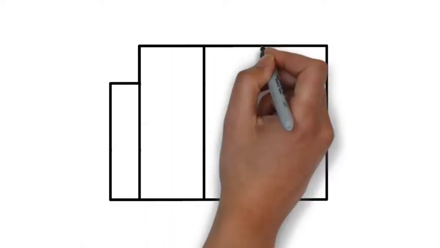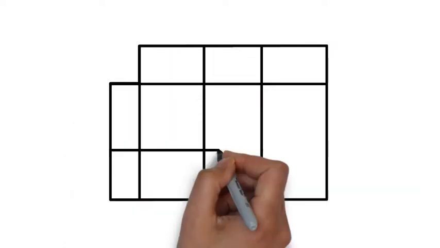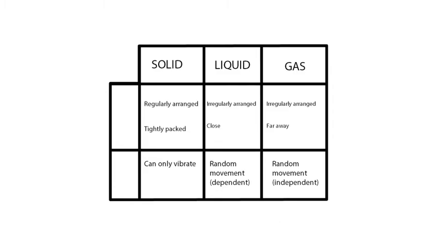Now, arrangement and movement of the particles. In solids, the particles are very regularly arranged and very tightly packed. In liquids, there is irregular arrangement and particles are close but not as close as in solids. In gases also there is irregular arrangement and particles are very far away from each other. If we talk about the movement, the particles of solids can only vibrate about their fixed positions. In liquids there is random movement of particles, and in gases also there is random movement of particles.